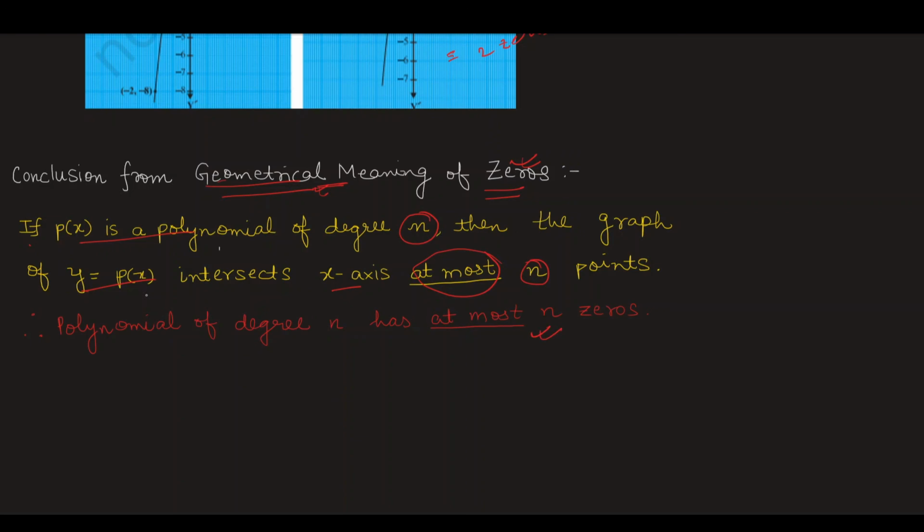Okay, what does it mean? In the cubic case, remember we got degree is equal to 3 and number of zeros is 3. Okay, in the quadratic case we got degree is equal to 2 and number of zeros is 2. Okay, so this is a little bit confusing. Why have we written at most? Shouldn't it be equal to n points? No, it should be at most.